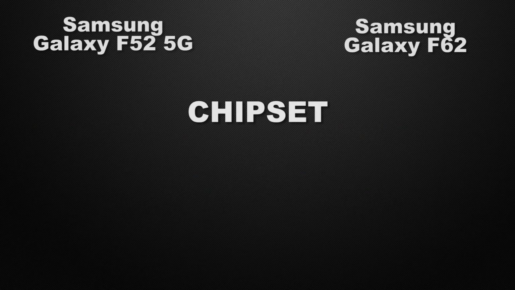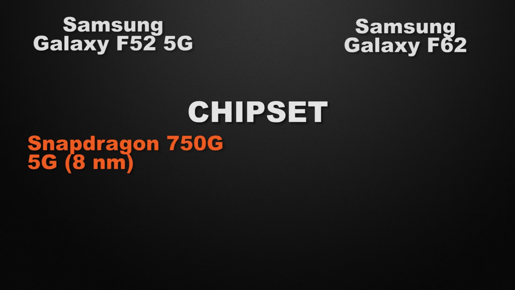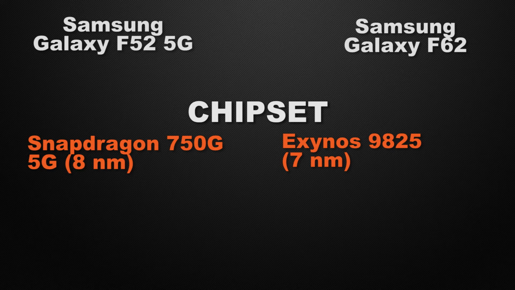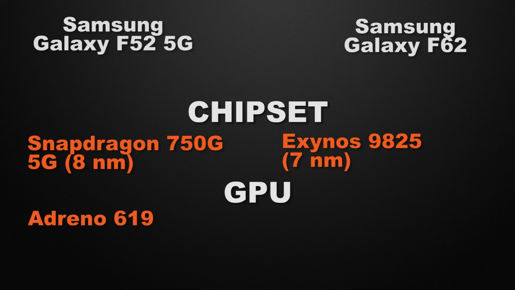Let's talk about the processor of the devices. F52 has Snapdragon 750G 5G based on 8nm process, whereas F62 is powered by Exynos 9825 based on 8nm process. So the winner here is F62 because it has slightly faster processing speed. And about the GPU of the devices, F52 is packed with Adreno 619, whereas F62 is packed with Mali G76. So the winner here is F62 because it can give you more FPS in games.